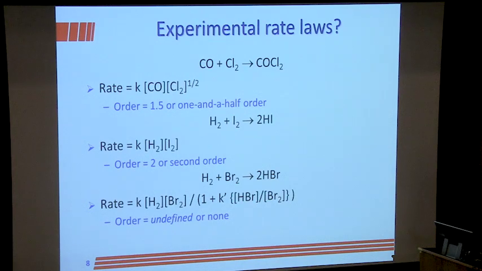For H2 plus I2, giving us 2HI, the rate is equal to the rate constant times the concentration of H2 to the alpha, alpha is 1, times I2 to the beta, beta is 1. Okay? The total order is 2, 1 plus 1. Right? And here we have H2 plus Br2 giving us 2HBr. The rate is equal to the rate constant times the concentration of H2 to the alpha times Br2 to the beta, all over 1 plus k prime times this value here. And the order here is complicated, so it can't be defined.